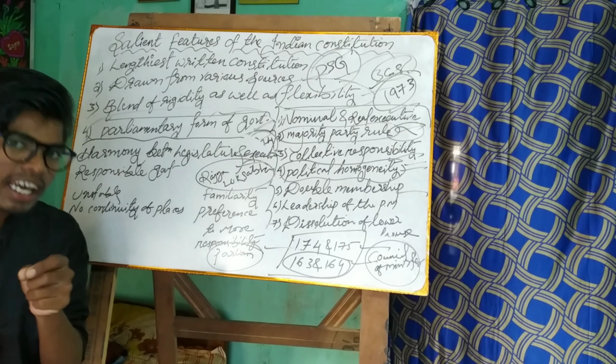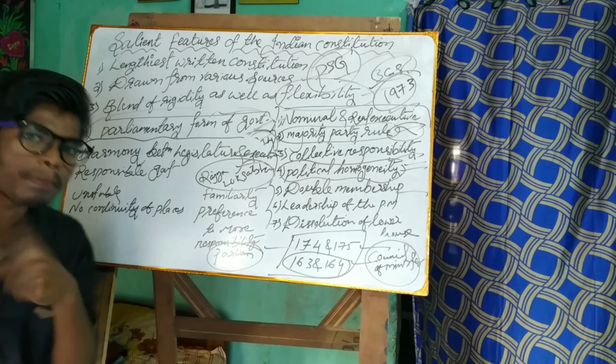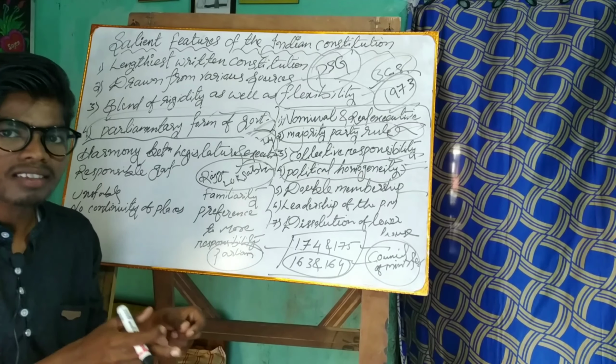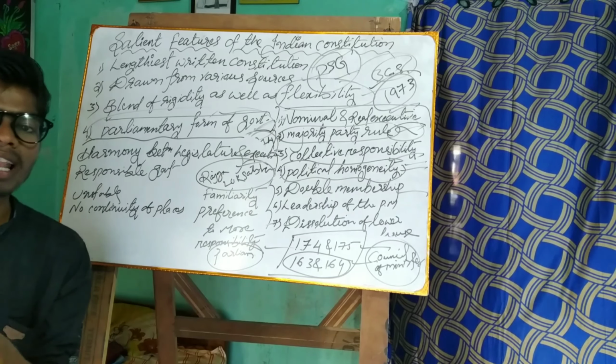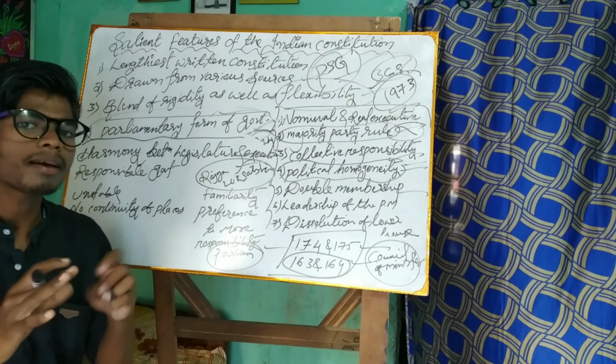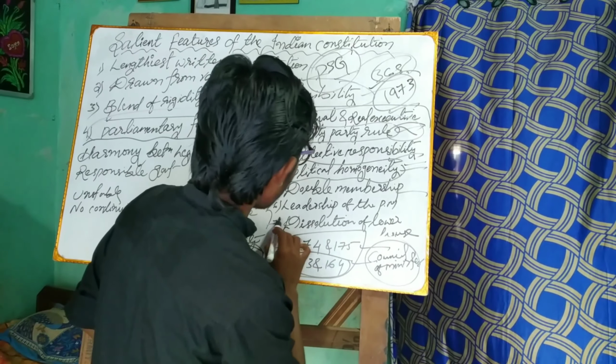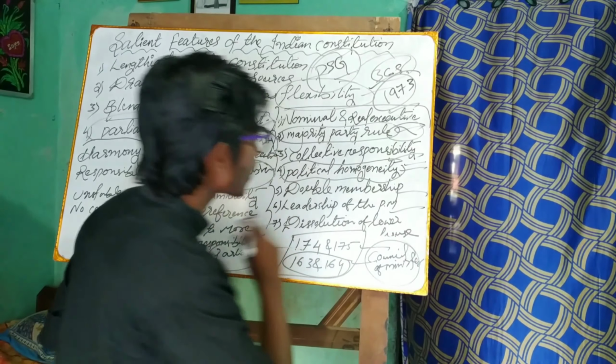And a person can be a minister, but within 6 consecutive months he has to become a member of the parliament, otherwise he ceases to be the minister. This also we need to remember. And the next one, we have the leadership of the Prime Minister.